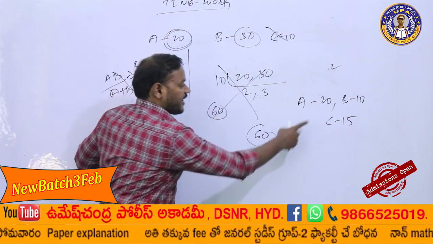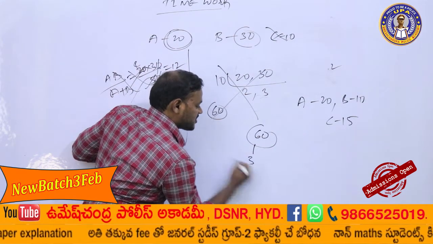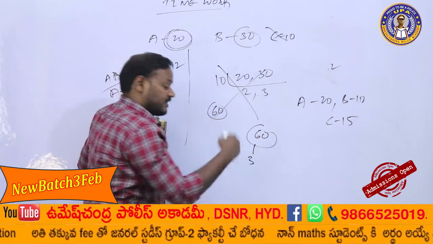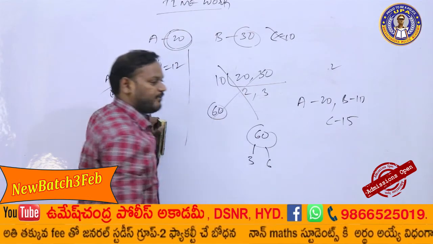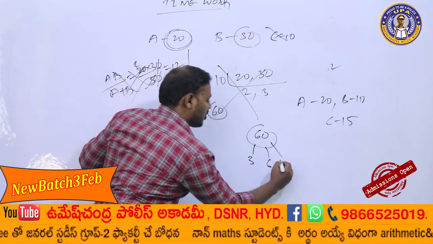60. Yes, A can do a work in 20 days. That's why A's per day work can be 60 by 20. A can eat 3 chocolates. Let's go for B. B can finish in 10 days. That's why 60 by 10, answer 6 chocolates. B alone can eat 6 chocolates. Then what about C? 60 by 15, 4 chocolates.